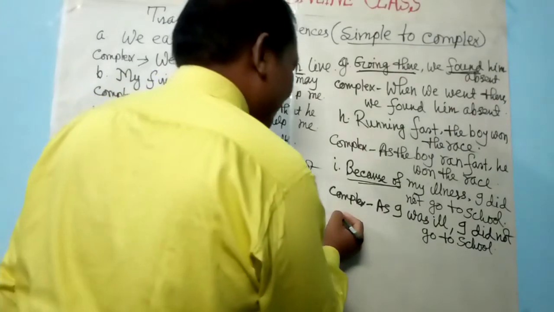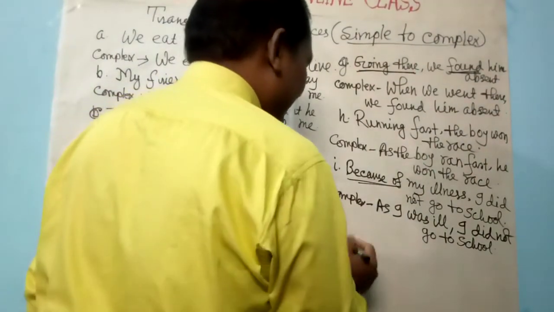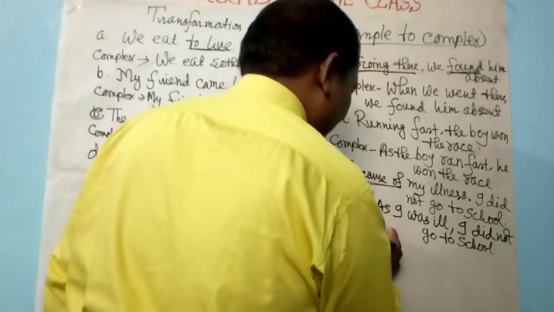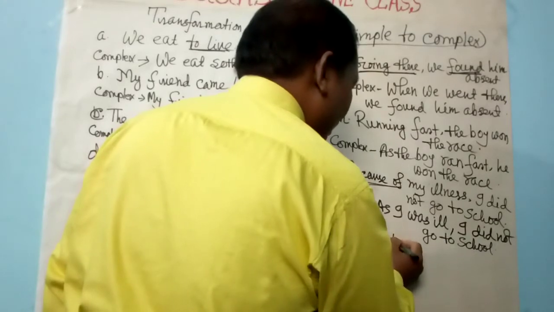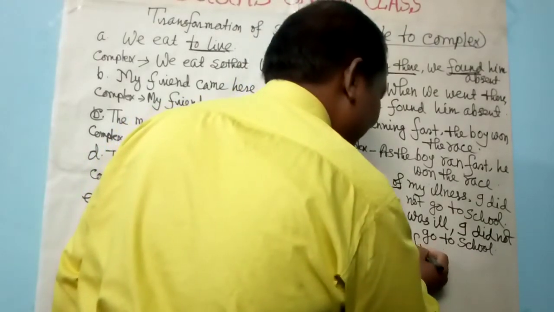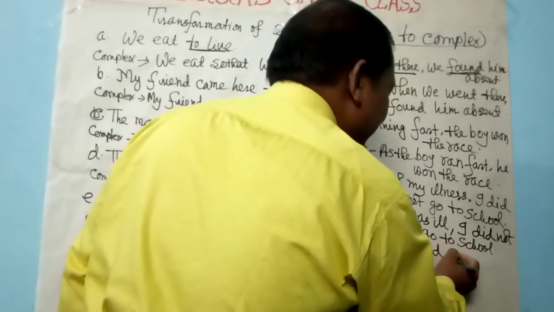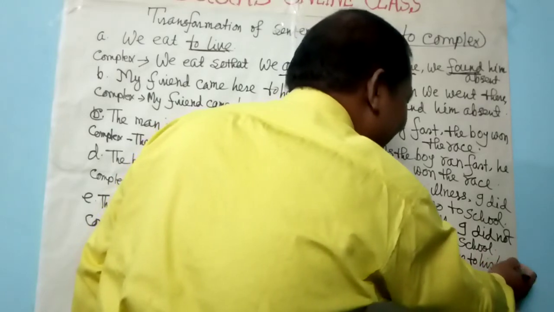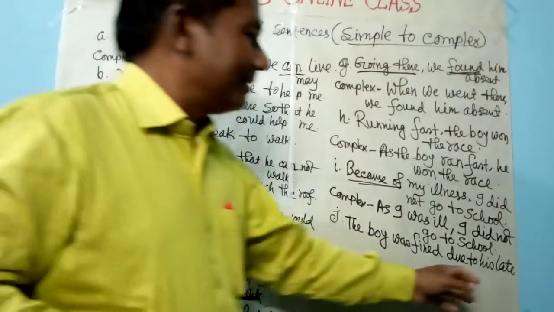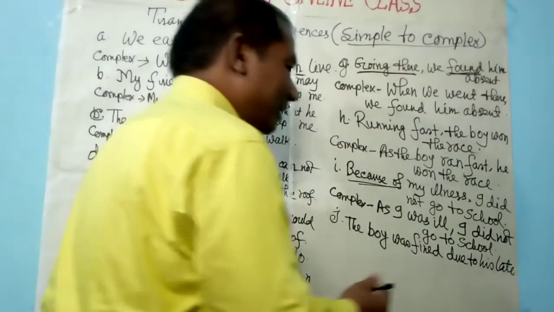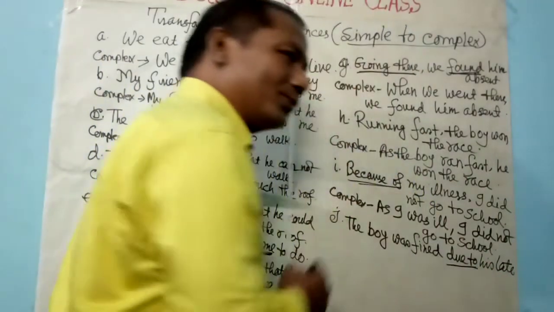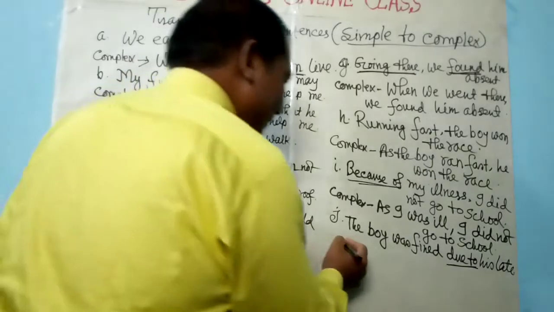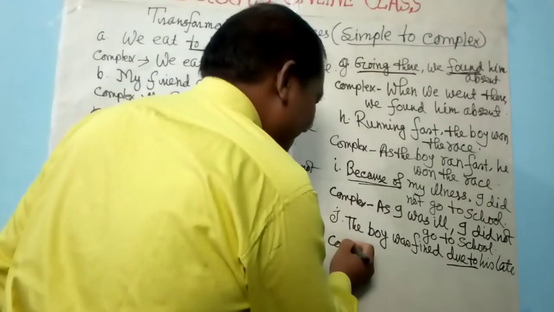Another example you see here. The boy was fined due to his late. Here you see, due to. The phrase is due to. The boy was fined due to his late. So what can we write here? Complex.